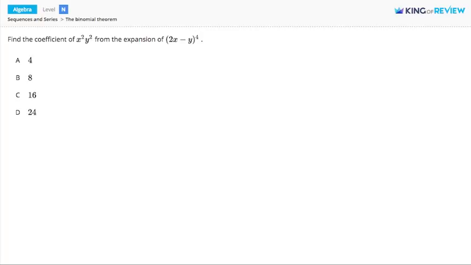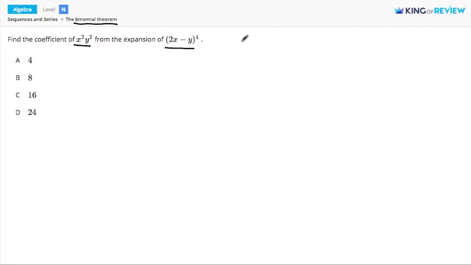Here we need to expand (2x - y) to the fourth power, and we need to find the coefficient of the x squared times y squared term. Now we could multiply 2x minus y by itself 4 times, but it would be very easy to make a small mistake somewhere. Instead, we could use what's called the binomial theorem, a shortcut for expanding binomials, like this one with 2 terms, when they're raised to a certain power.